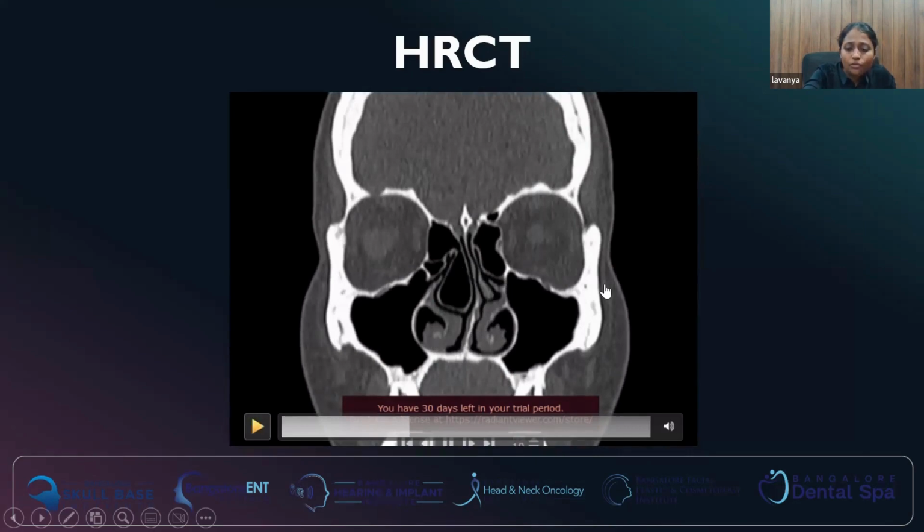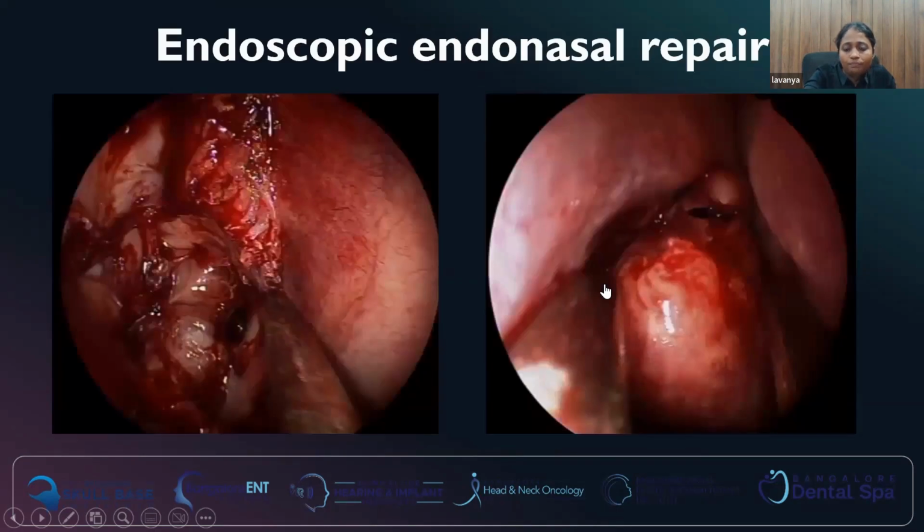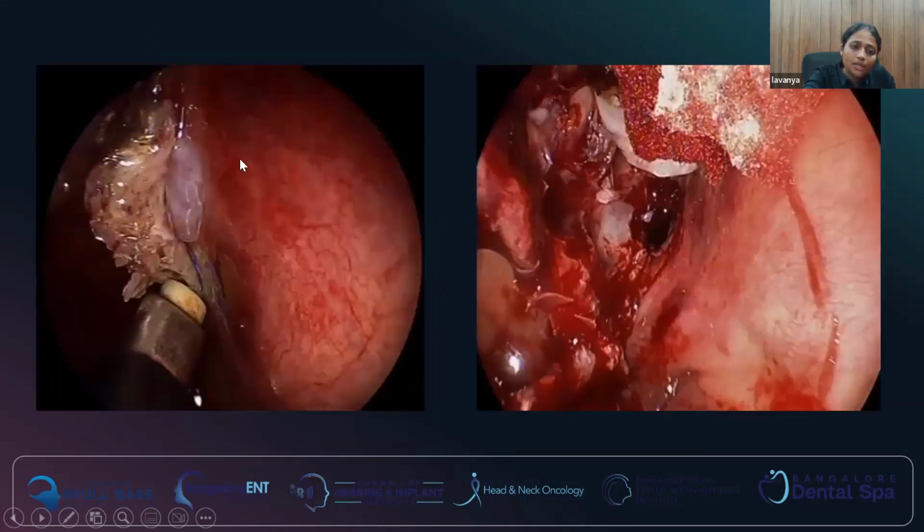So here, if you see in the procedure, you can see the resection of the middle turbinate being carried out. So the entire concha bullosa of the middle turbinate resection was done to gain better access to the site and also to use this as a graft. Here you can see the site of the CSF leak being exposed. So this is the meningocele. Okay.